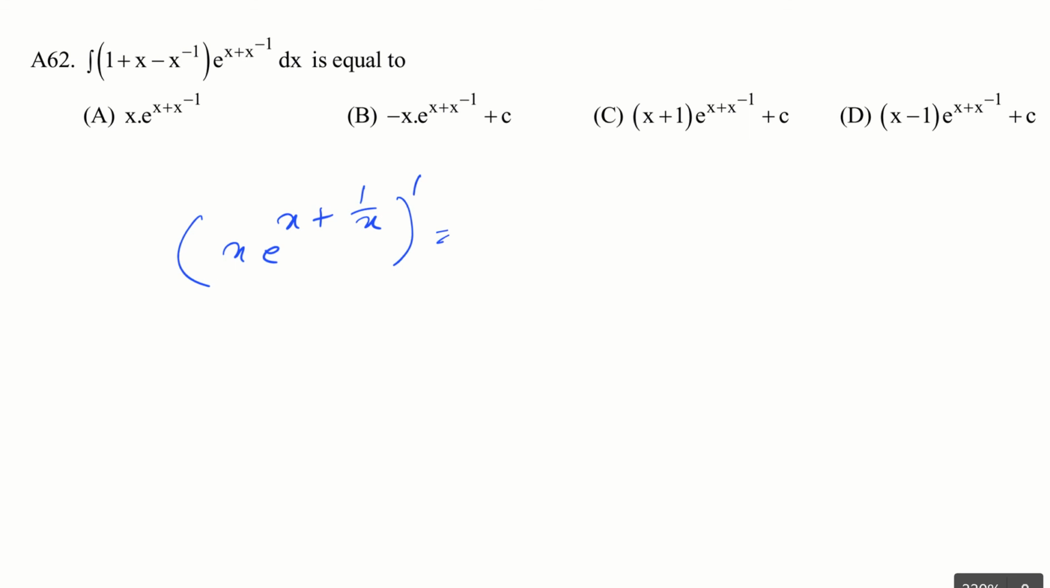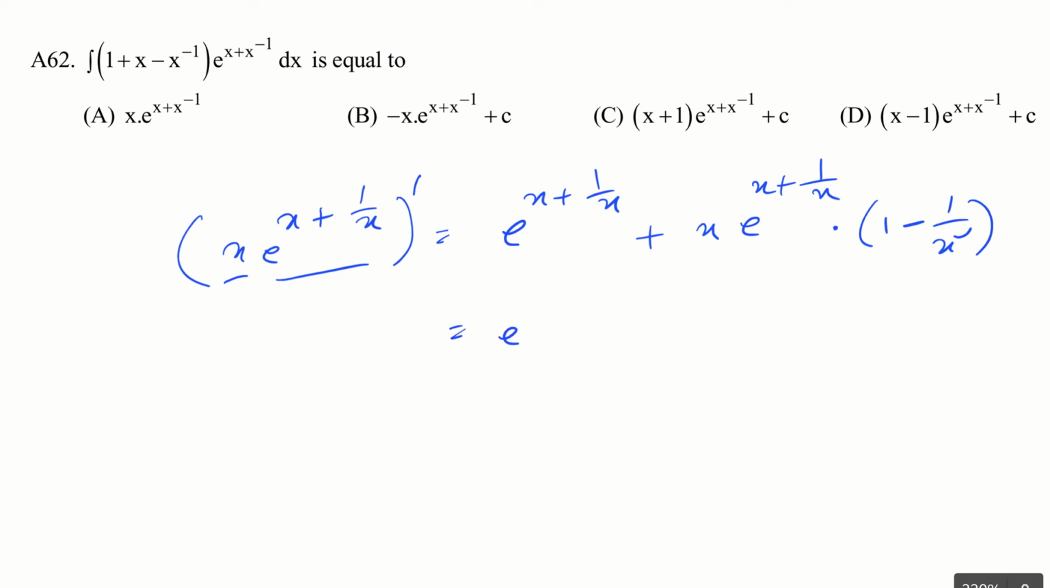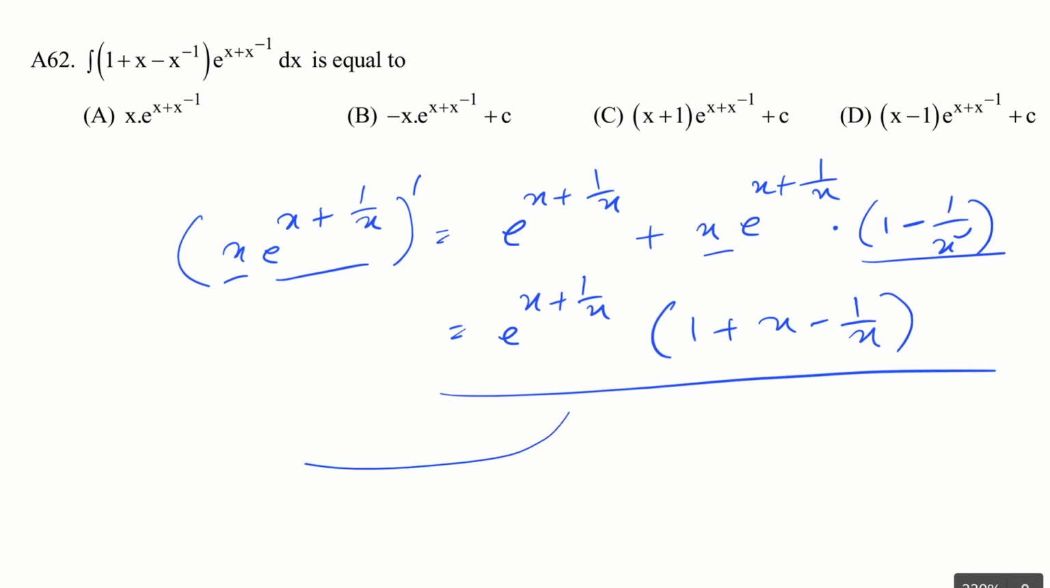So if I take its derivative, it's the uv rule I am applying. It will be e power (x plus 1 by x) u dash v plus u v dash. That will be e power (x plus 1 by x) into derivative of that, which will be 1 minus 1 by x square. So taking e power (x plus 1 by x) common, I see that we have 1 plus, multiplying this x or sending this x into the bracket, I'll have x minus 1 by x. And you are so lucky that you directly got your integrand. Therefore, option A is the answer. Let's go to next problem.